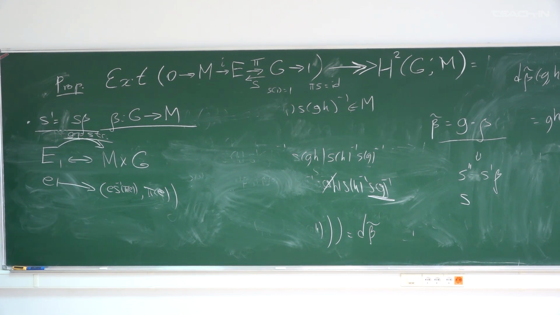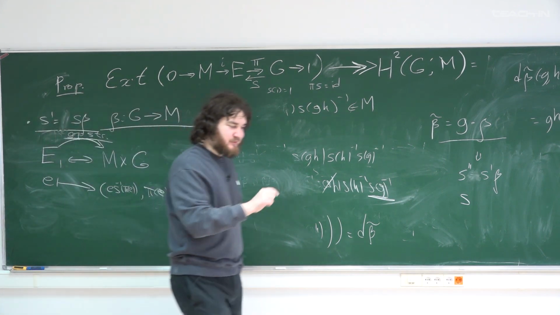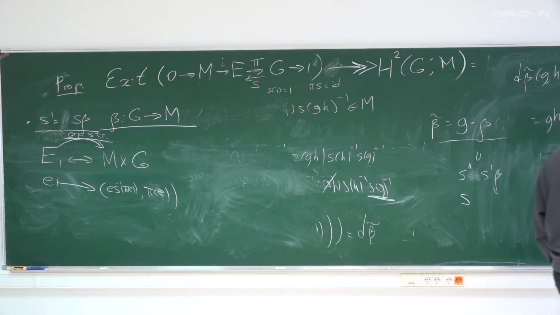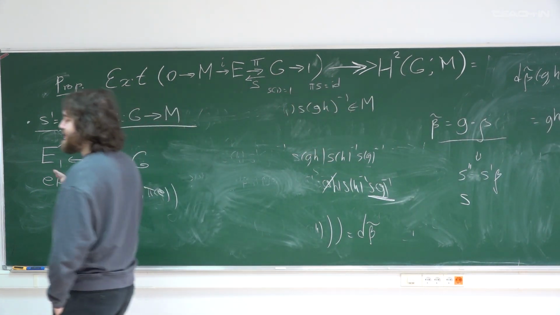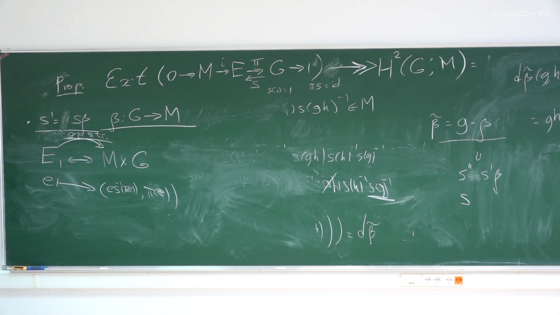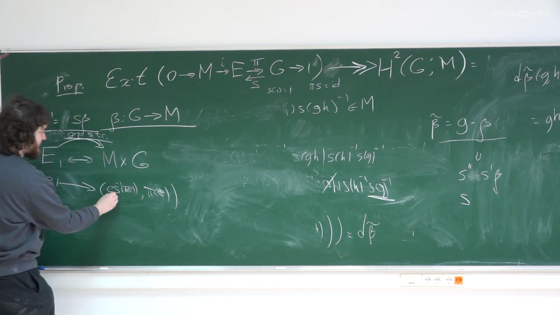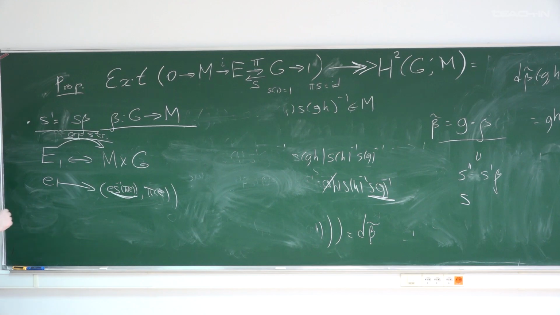And if you write down the definition of this induced group structure, you obtain that this group structure only depends on the cocycle, because we have S here. This group structure depends on the cocycle.